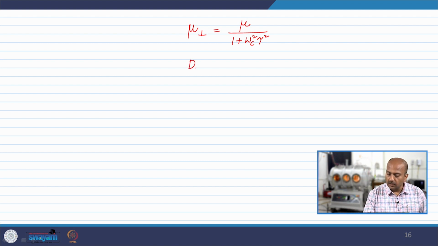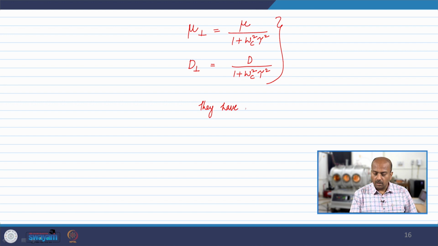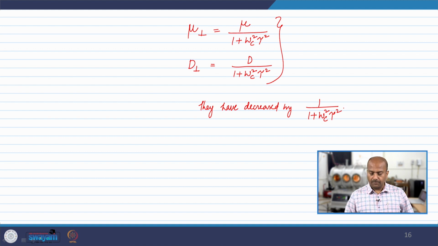And similarly, the perpendicular diffusion coefficient is the normal D divided by 1 plus omega c square tau square. So, what it means is that the diffusion and the mobilities in the perpendicular direction to the magnetic field are scaled down, they have decreased by a factor of 1 by 1 plus omega c square tau square.